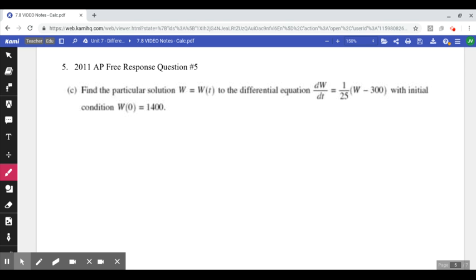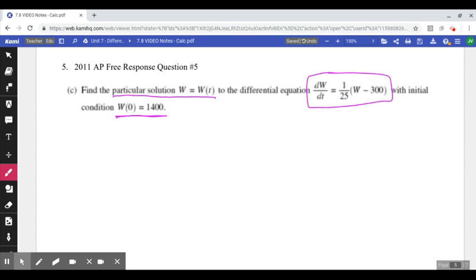This question is the 2011 AP free response question number 5. We're only going to be looking at a partial here, just part C of that free response question. The question asks us to find the particular solution, W equals W of t, to the differential equation listed here. And we're given an initial condition, W at 0 is equal to 1400.